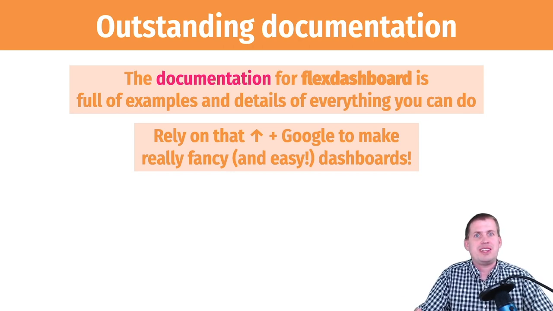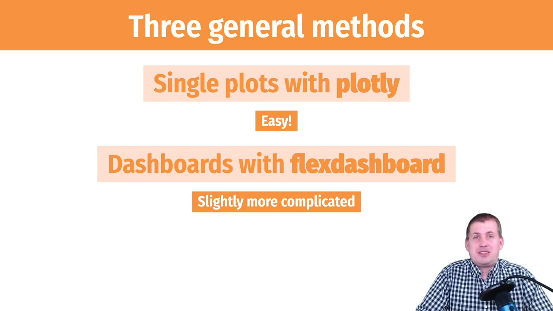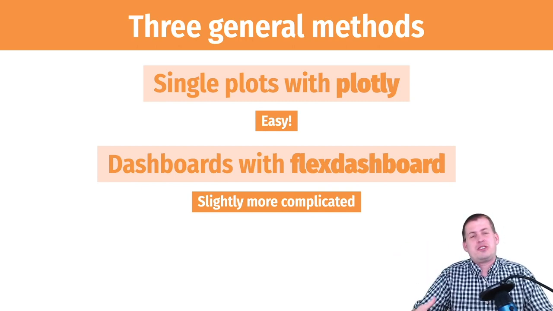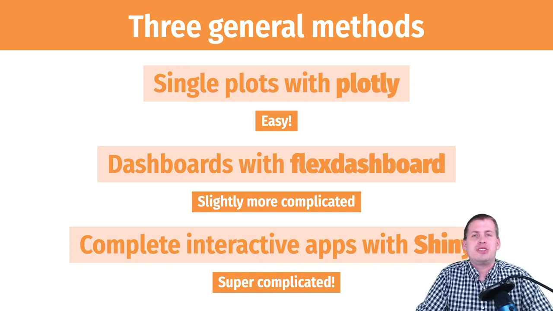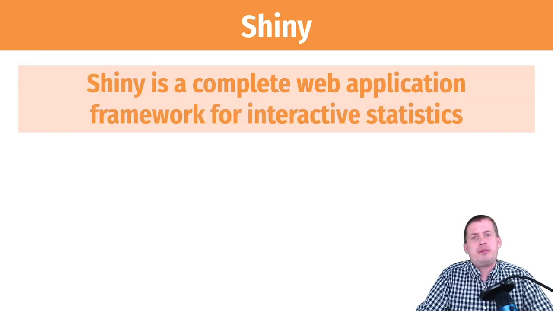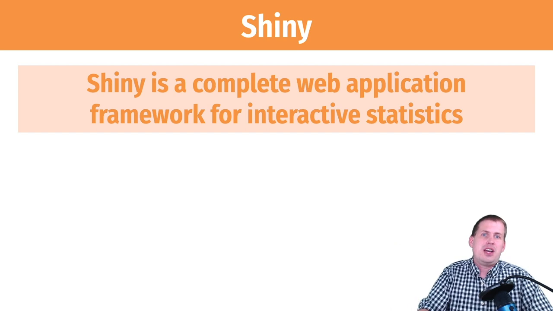So play with that. The third way of making interactive things with R is kind of the most difficult but also most powerful. This is to create a Shiny app. Shiny is a special web application framework that was designed for R that lets you do interactive statistics and interactive stuff in the website.